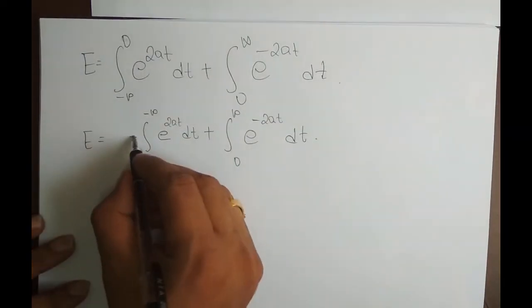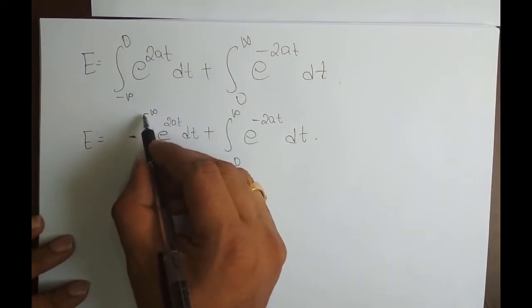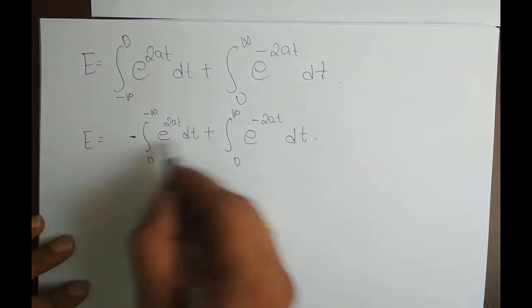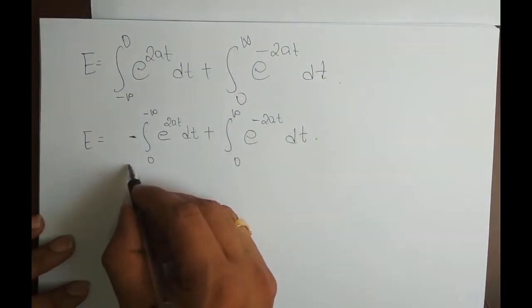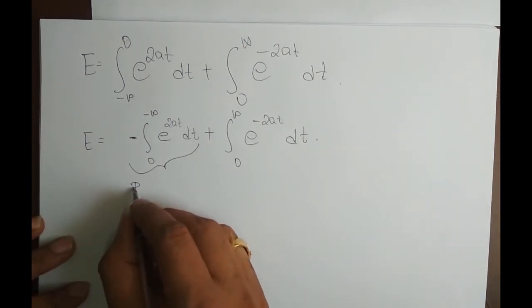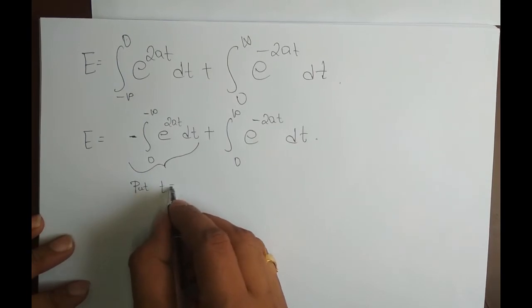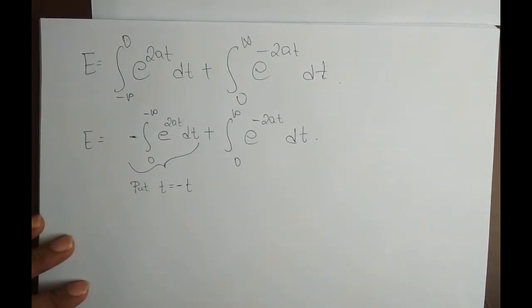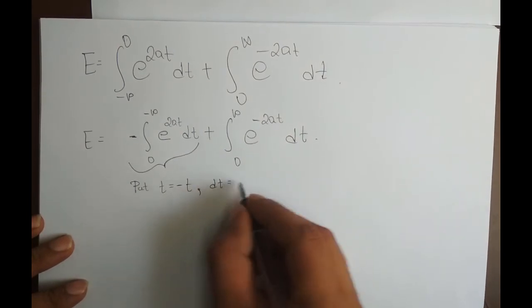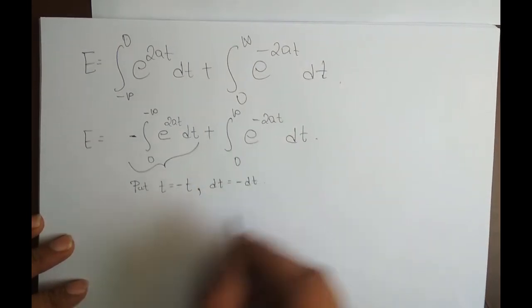Okay. Now what I need is this minus infinity, I need to convert it to plus infinity so that I can just take the common term here. So for the first term, I'll put t is equal to minus t. So wherever t is there, I have to replace minus t. So what happens to dt? dt will be replaced by minus dt, right? So what do I get?